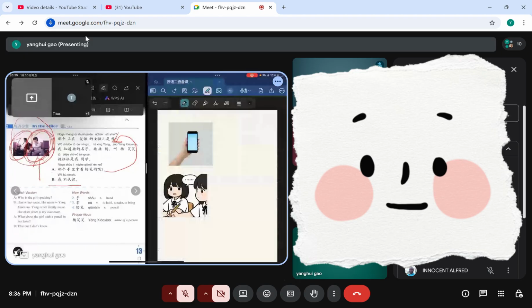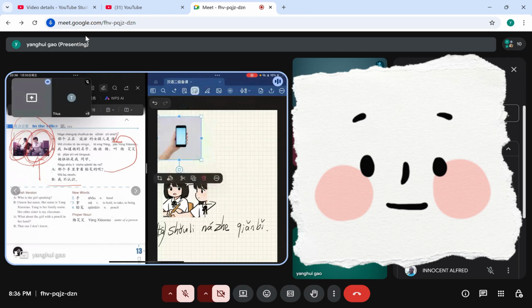Okay, for this girl holding a pencil in her hand, we say 手里, 手里, OK, 拿着, pencil 铅笔, 手里拿着铅笔. So we can say 他手里拿着铅笔, or just say 手里拿着铅笔. We can describe her action like 手里拿着铅笔 or 他手里拿着铅笔.